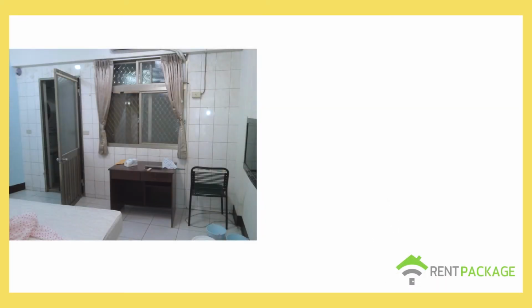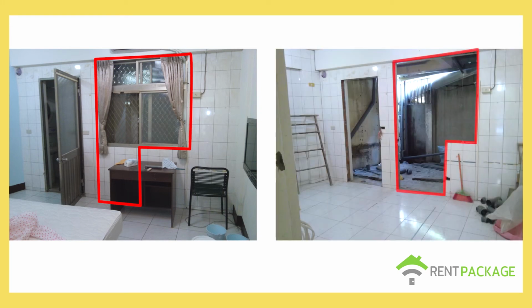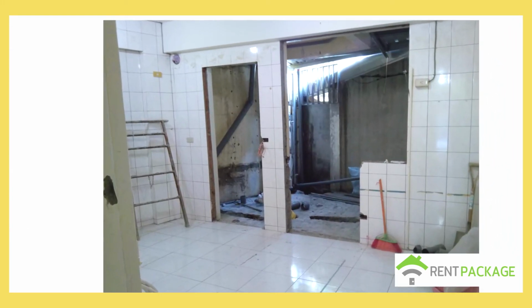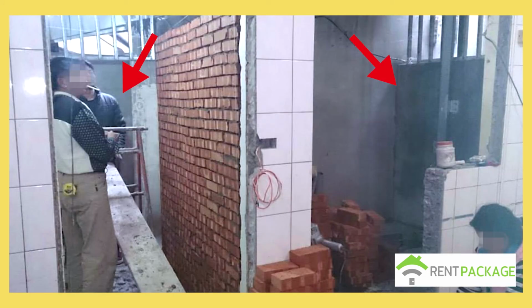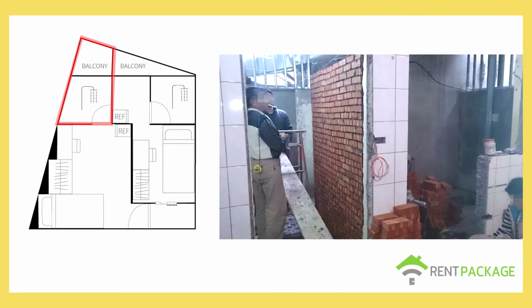After confirming the space and floor plan, we can start constructing. First, knock down the window and the wall below it. We'll make this window into a passage. This space will be partitioned into two bathrooms and balconies. This is the bathroom and balcony of the left side room. This is the bathroom and balcony of the right side room.